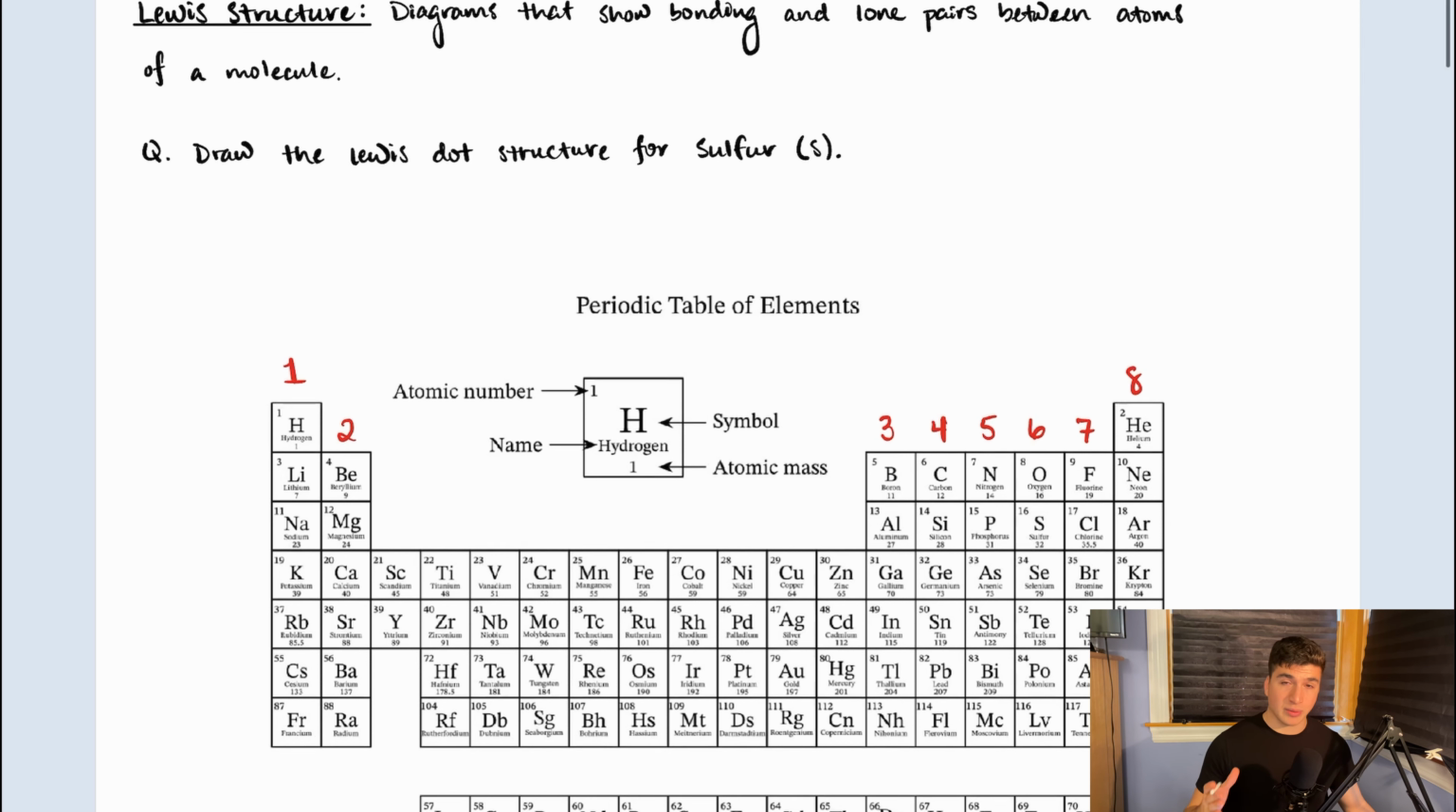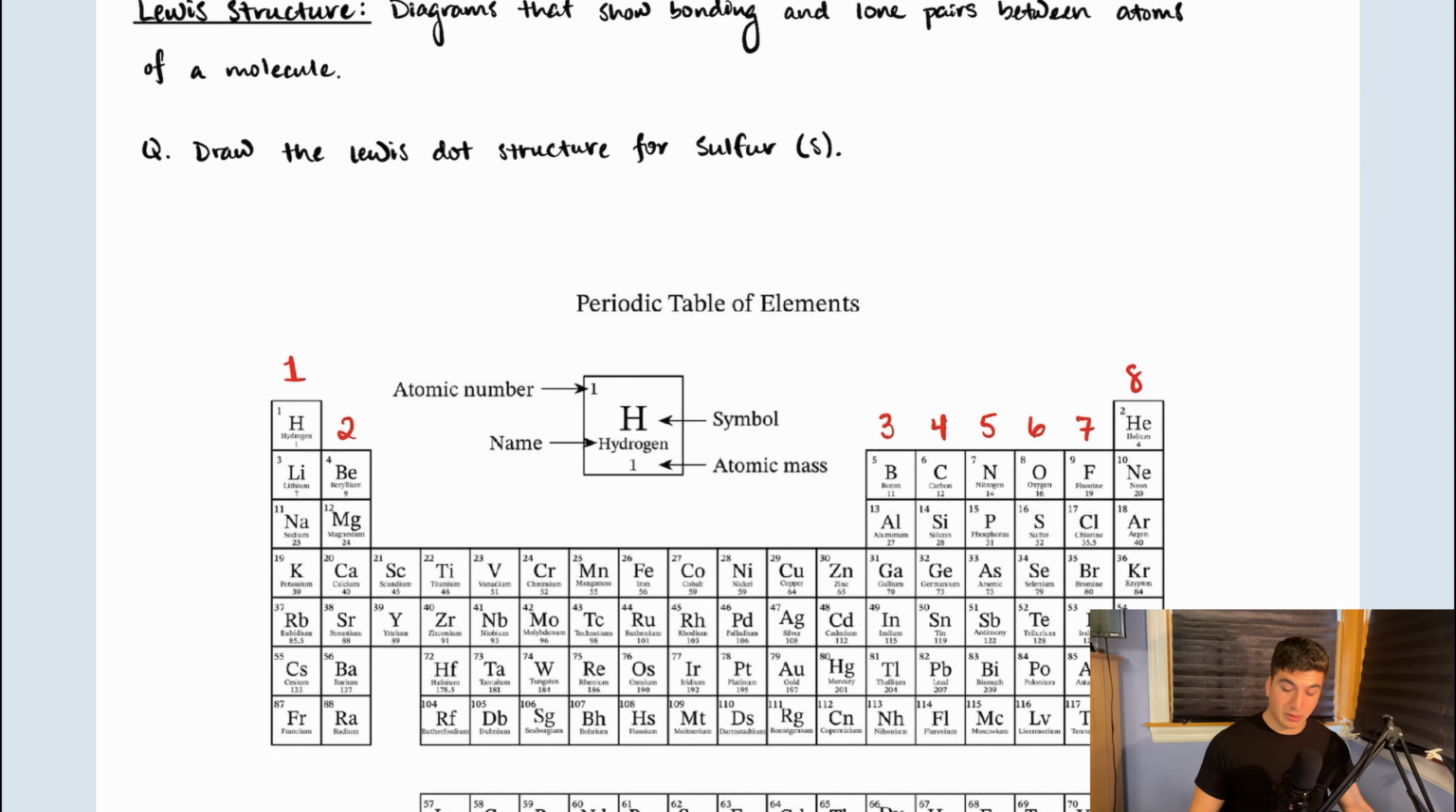All right. So, basically, the process for drawing a Lewis structure is you use a periodic table and you see which group sulfur is in. In this case, we're in group 6. All right. So, I'm going to draw group 6 here. Okay. So, that's just going to tell you how many valence electrons sulfur has. So basically now what you do is you draw your S for sulfur, and we know we have 6 valence electrons because we're in group 6.